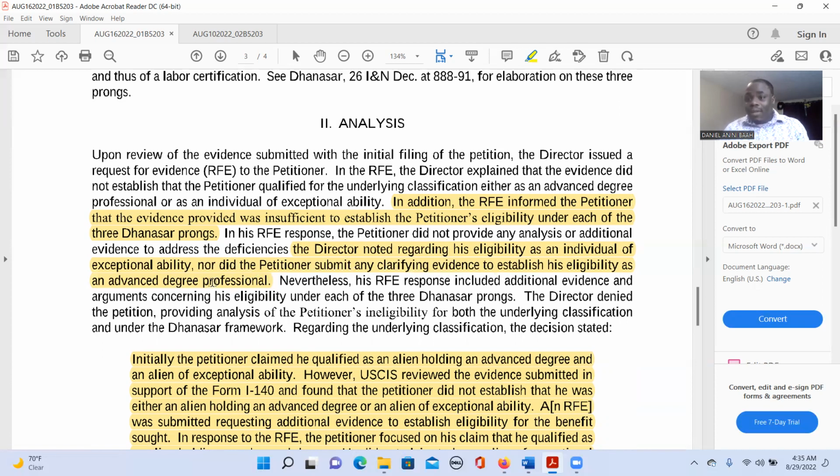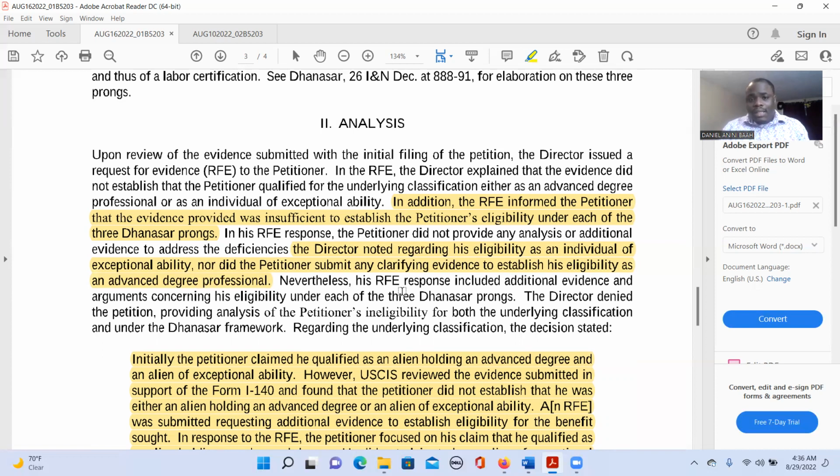Advanced degree professional, did you submit a transcript? Did you submit a degree? Did you submit a master's degree? Did you submit your school transcripts? No. Let's say you didn't even have a bachelor's degree. Exceptional ability, did you satisfy at least 3 of the criteria I was just mentioning, which show you as exceptional ability? If you don't do any of this, then that means even at the first layer of decision, the person failed.